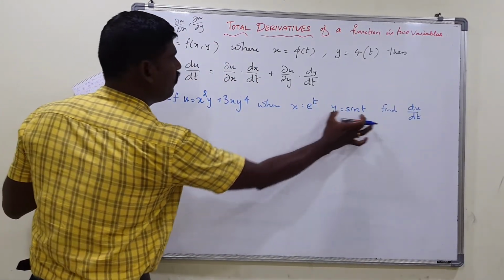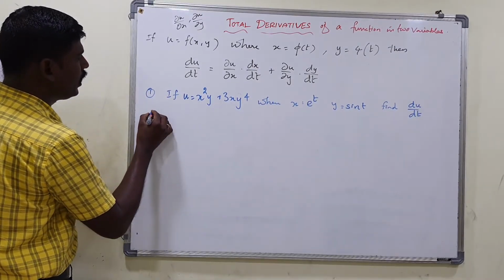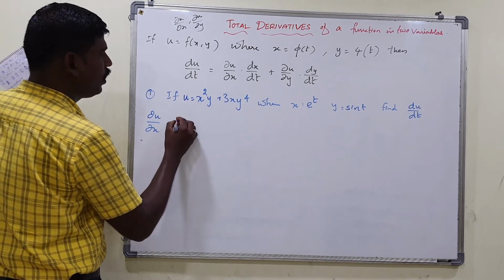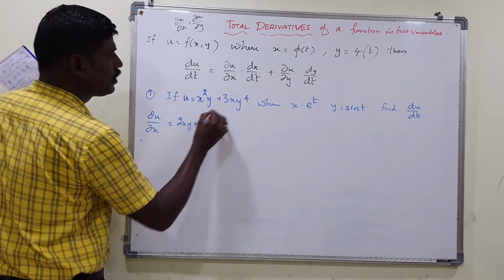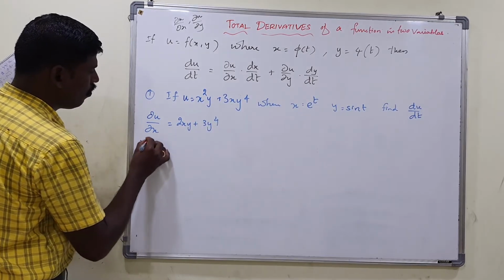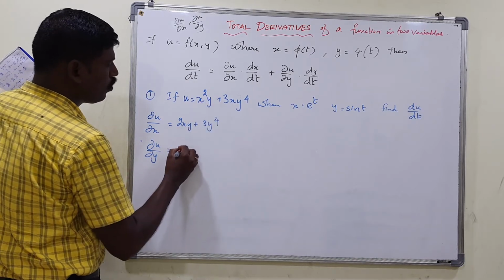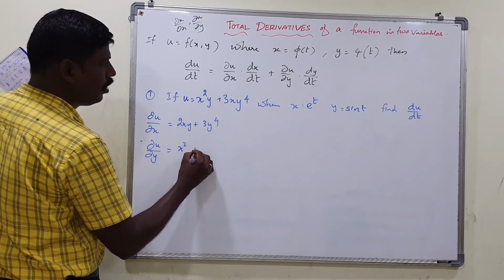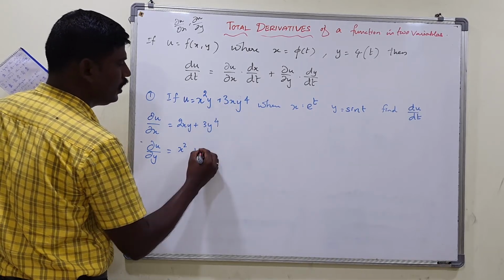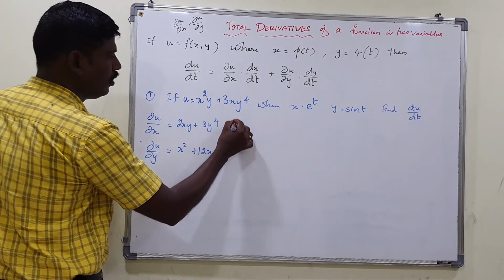Look at the given function. u is a function of x and y. So take partial derivative of u with respect to x and y. What is dou u by dou x? 2xy plus, x becomes 1, so 3y to the power 4. What is dou u by dou y? With respect to y, x square into 1, that is x square, plus y power 4 becomes 4y cube. Multiply that with 3, so 12xy cube, right?